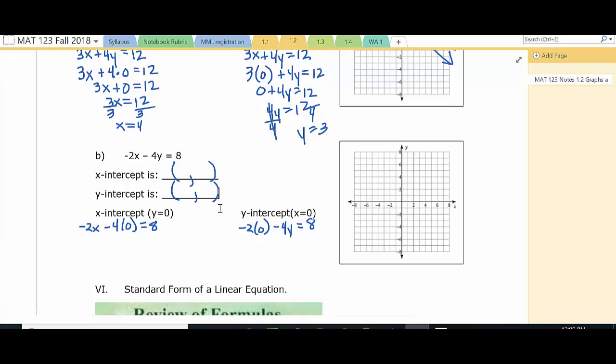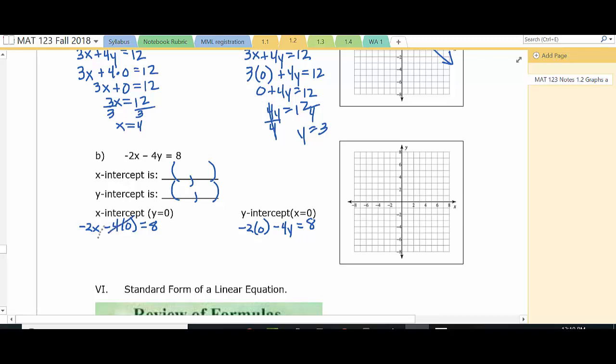I'm going to show you in a minute, a lot of these problems, sometimes you can do them in your head, and I'm going to show you how to do that in just a minute here. Do we have the x-intercept? What'd you get? Negative 4. Did you have the y-intercept yet? Negative 2. Good.